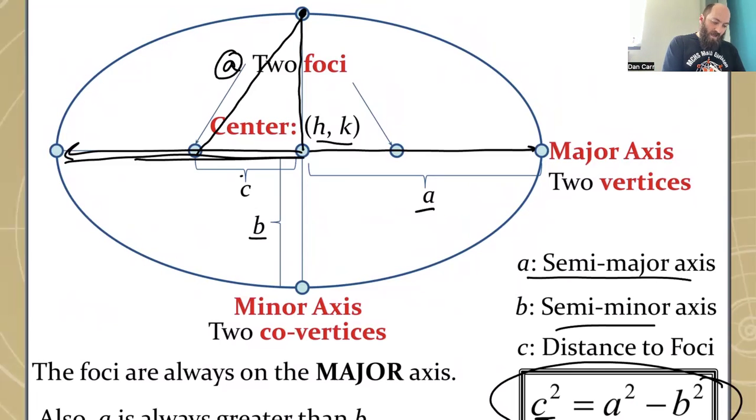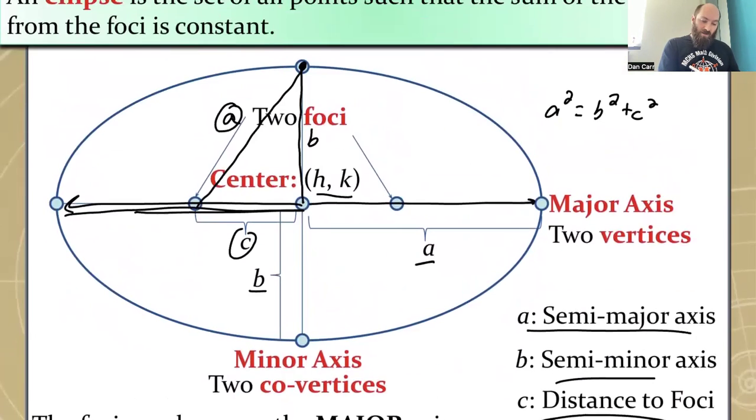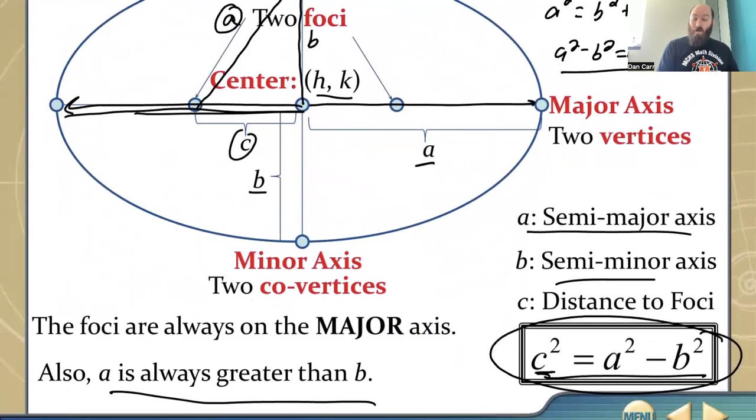So that's why we have A, C, and then this is a length of B. So if I do that as A squared is equal to B squared plus C squared, that means my focus is going to be, if I subtract it over, A squared minus B squared is equal to C squared. So that's where this little formula is coming from.